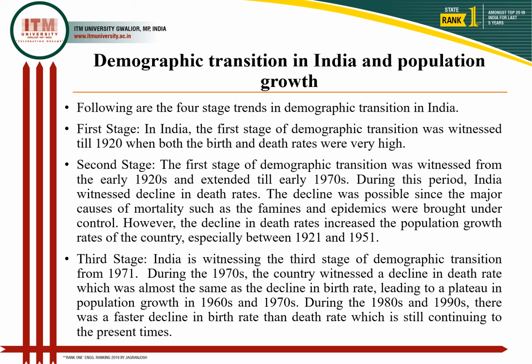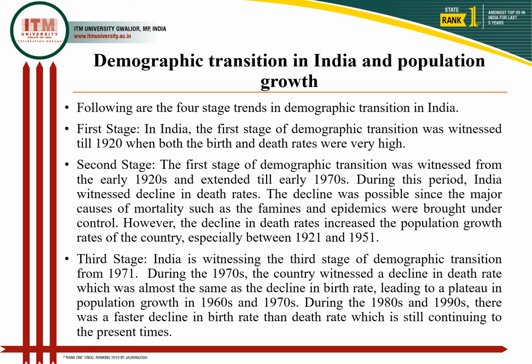The second stage, witnessed from 1920 to the 1970s, was a phase where there was a decline in death rate, because we were effectively able to control mortality due to famines and epidemics, which were brought under control. But this decline in death rate increased the population growth rate, especially between 1921 and 1951. However, from 1971 onward, the demographic transition has passed through the third stage, which is still continuing.